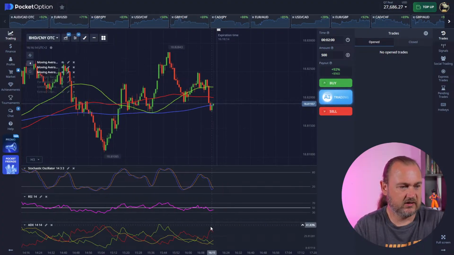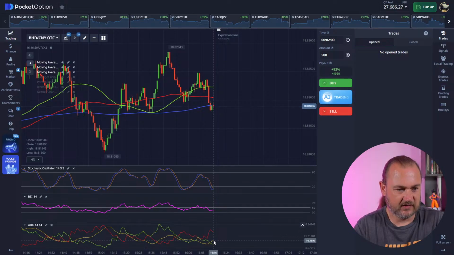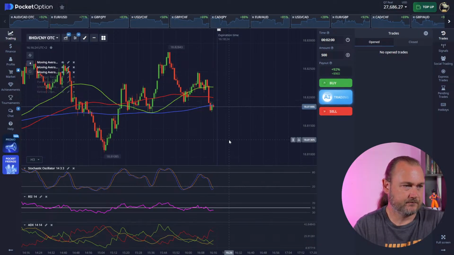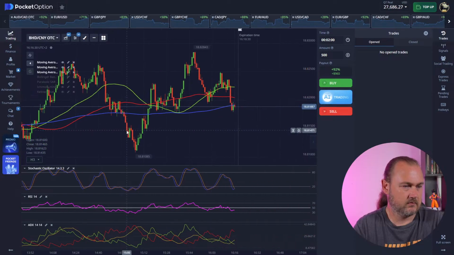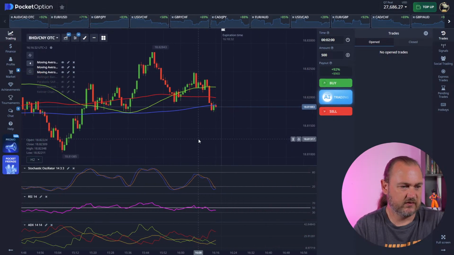Big spike on the ADX here. Big DI minus spike. ADX is busy climbing though. I don't like the fact that it's this high already. It's already 20. Although we are on a decent support level.